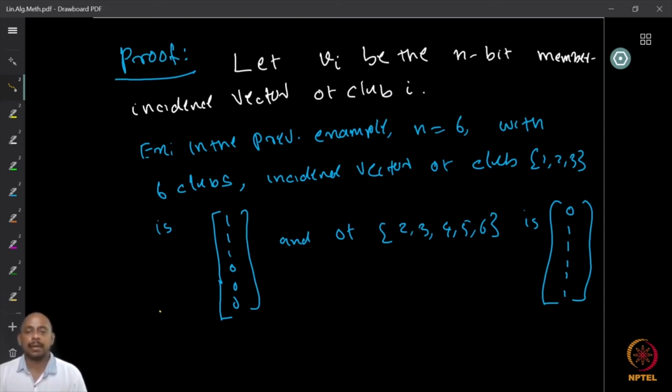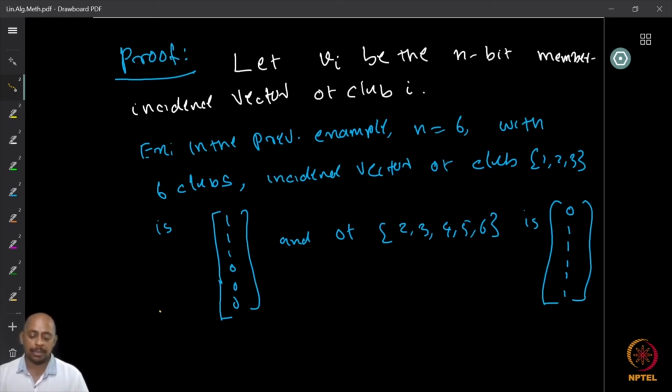Now for every club, I define the incidence vector. I will number the persons 1 to n, right? There are n people. So if there are 32 people, 1 to 32; 6 people, 1 to 6. Then if person i is in club j, the ith entry of the vector for club j is 1, and if he is not a member, then the entry is 0. It is just the incidence vector of the clubs.